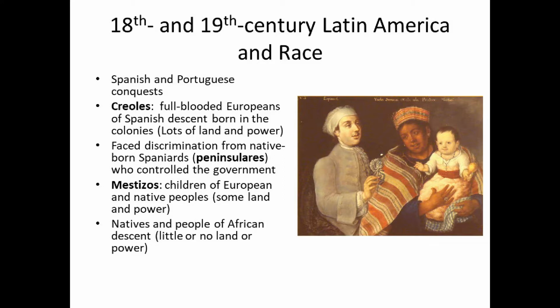Now, before we talk about those terms specifically, we have to understand that Latin America, South America, and Brazil were conquered by the Spanish and by the Portuguese. The Portuguese, of course, conquered Brazil. So most of this territory is going to fall under Spanish rule, and a good part of this territory, Brazil, is going to fall under Portuguese rule. What's really important about that is that the Europeans, the Spanish and Portuguese, come in, and they've conquered these areas.